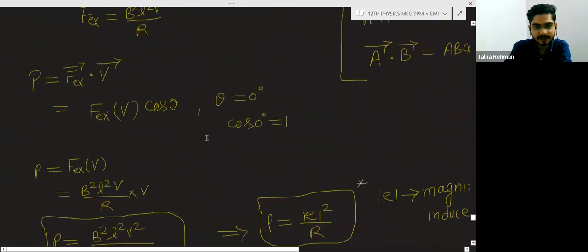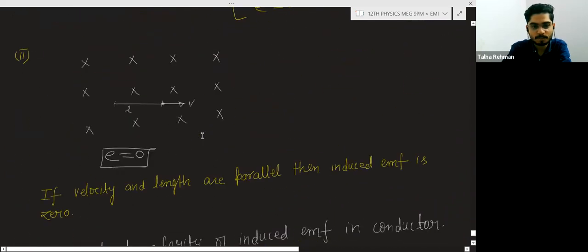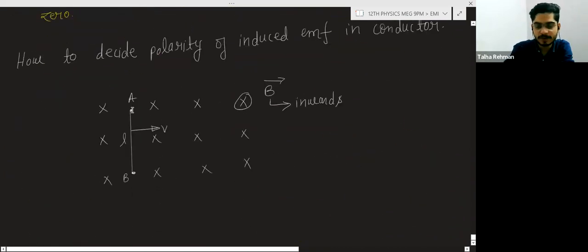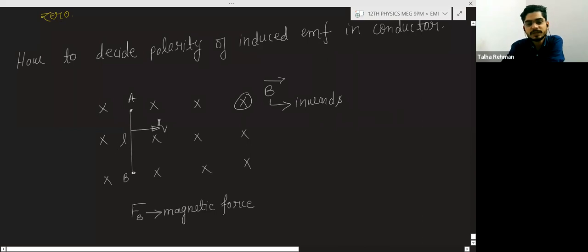So we have to decide which end of the wire is positive and which end is negative. First of all, we should know the direction of the force on this wire, the direction of the magnetic force on this wire. FB is the magnetic force. What will happen? There will be some induced current in this wire, and this will be the case of a wire carrying a current present in the magnetic field. So this wire will experience a force, and we need the direction of that force.